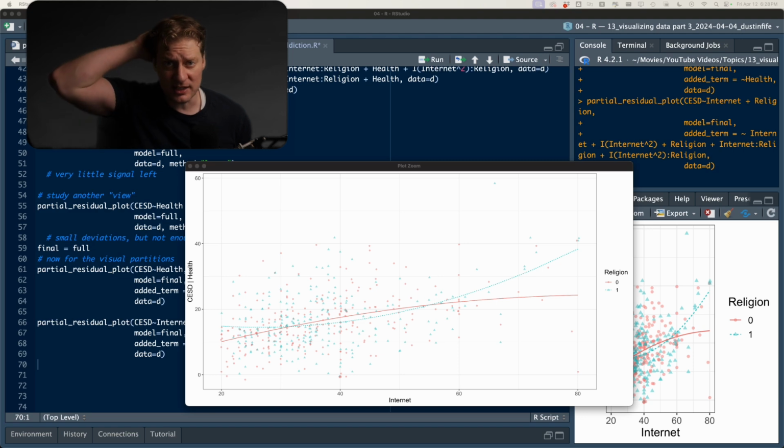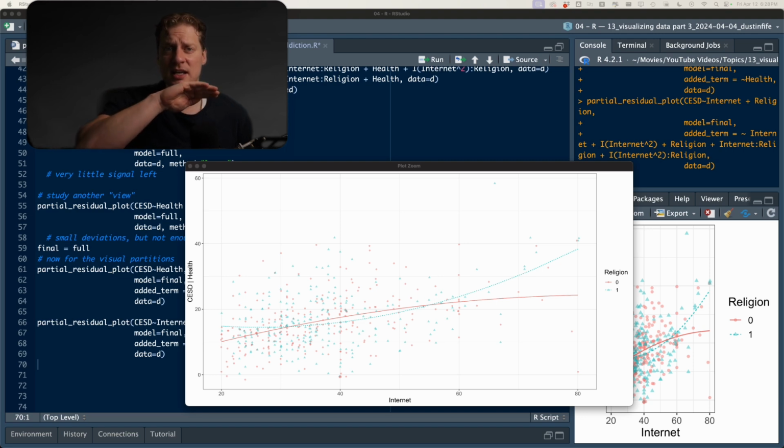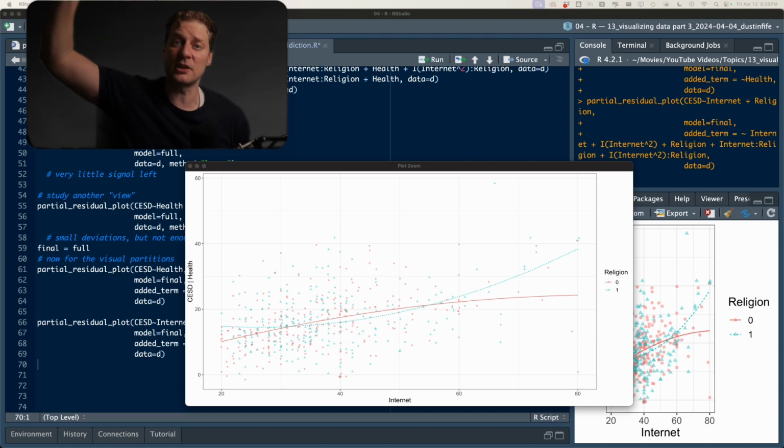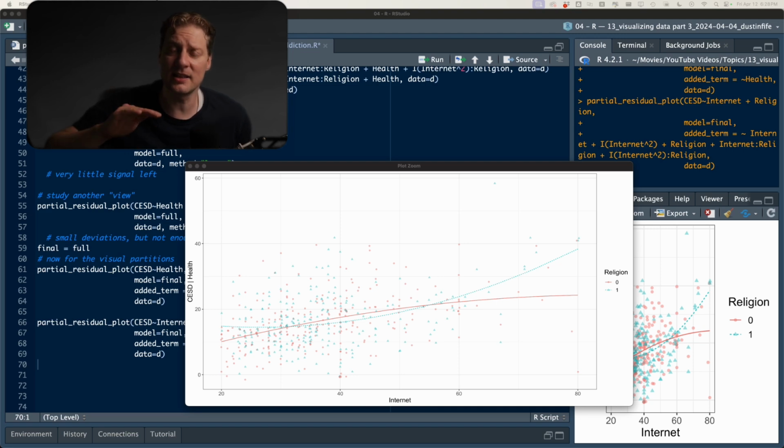And so it's actually pretty interesting. What's going on is that for those who are not religious, the relationship between internet addiction and depression increases gradually, and then it kind of tapers off. Once you reach a certain internet addiction point, it doesn't really make you more depressed. On the other hand, for religious people, it's kind of opposite: there's a very gradual increase in depression for internet addiction, and then about the halfway point, that accelerates. And so the more addicted you are, the much more depressed you get, which is kind of interesting. So yeah, that's pretty cool.